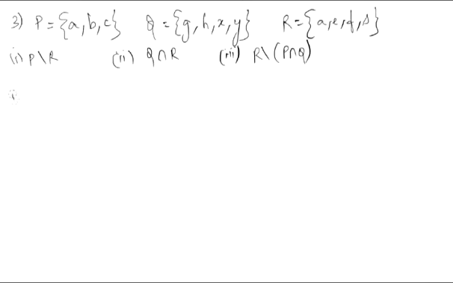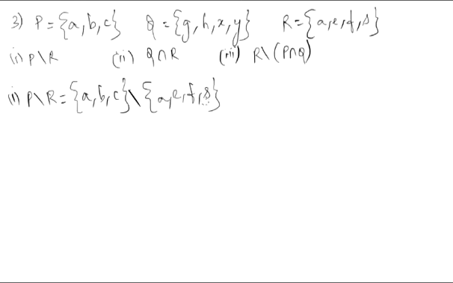Okay, so let's take the first one. P set difference R. What is that? A, B, C set difference R, which is A, E, F, S. Now see, what is common? This A is in this set also. You struck it off. Set difference. B is not there, C is not there. So what is the answer? B comma C. Done. What is the second one?